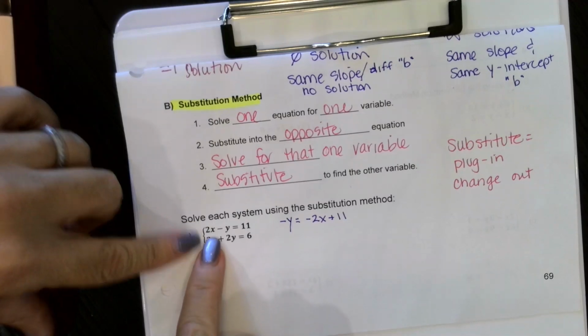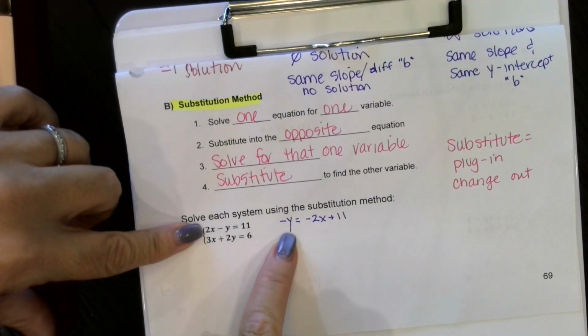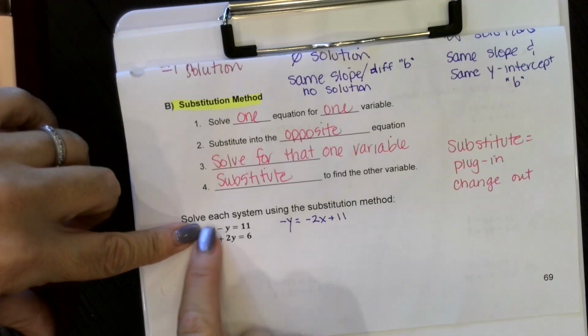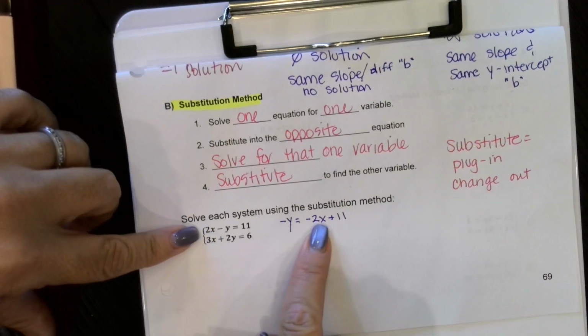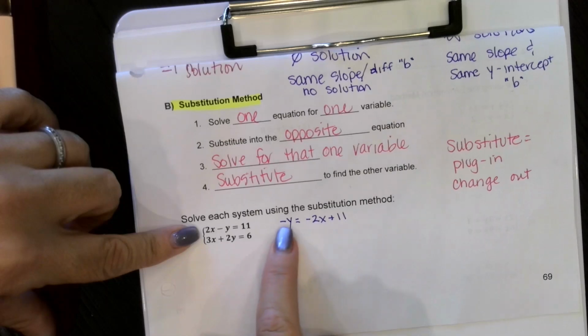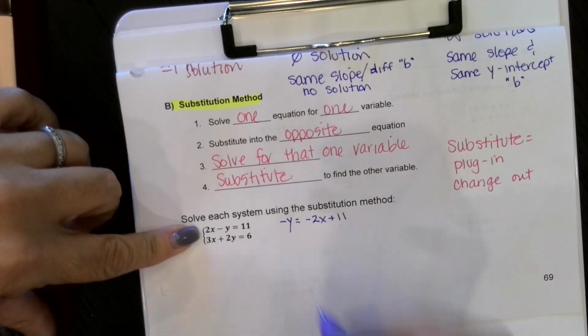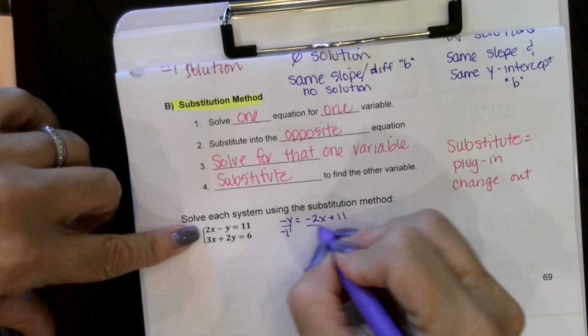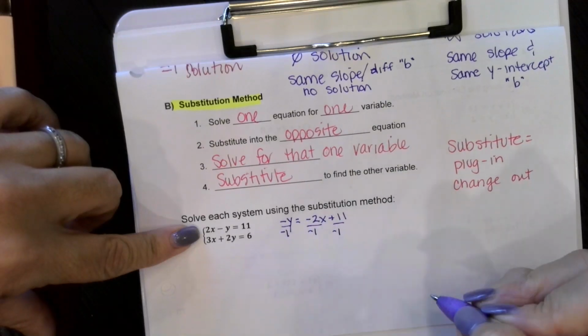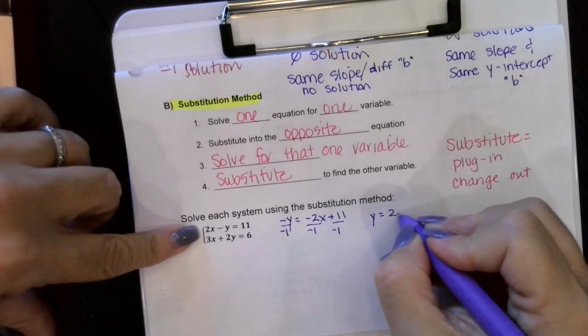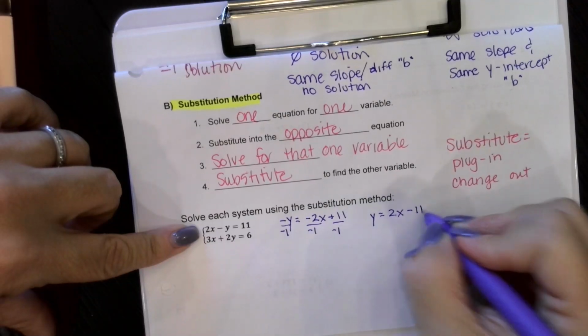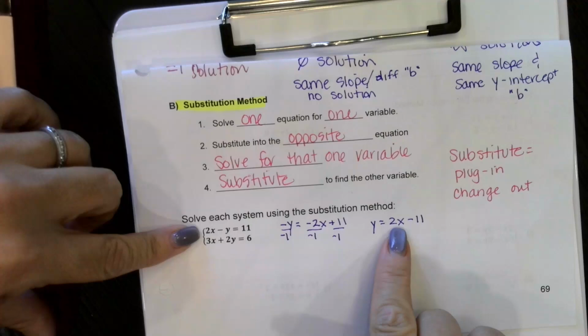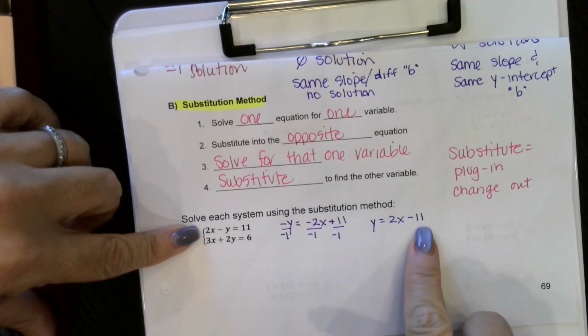Now, I'm solving for this because I want you to see I'm not done. I moved the x over, that's where this negative 2x comes from, but now I have to get rid of this negative y. So that's like dividing every one of these terms by negative 1. So I end up with y equals 2x minus 11. Negative times negative is positive. Positive times negative is a negative.